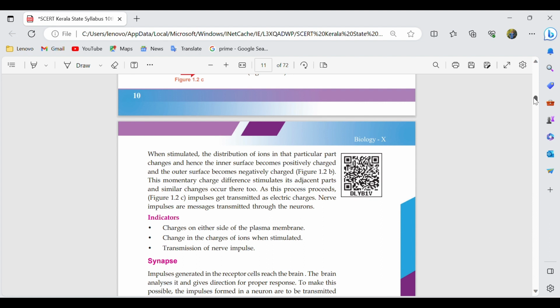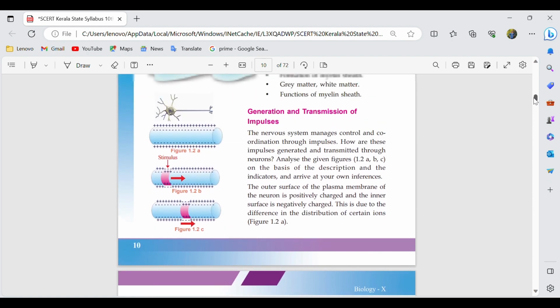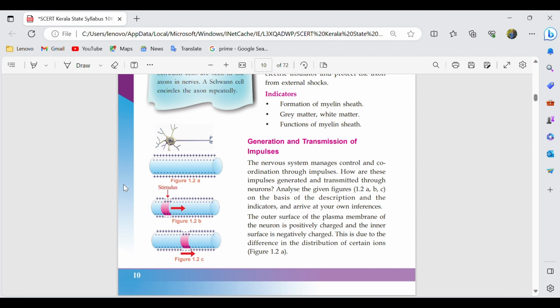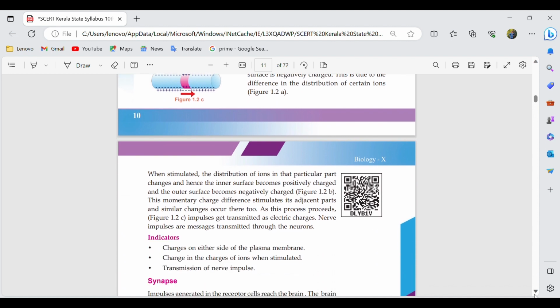When there's a stimulus, any stimulus, either vision, smell, taste, or any other, if it is stimulated, then what happens? The distribution of ions in that particular part changes. See here: ion distribution, stimulus, and then the ion distribution changed. It became reversed. Outside became negative and inside became positive. So the outer surface becomes negatively charged.